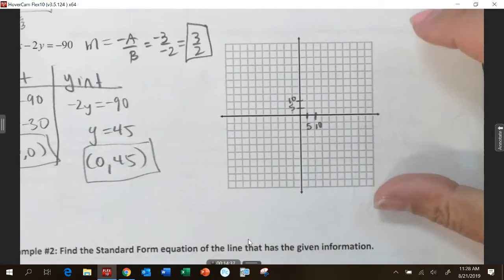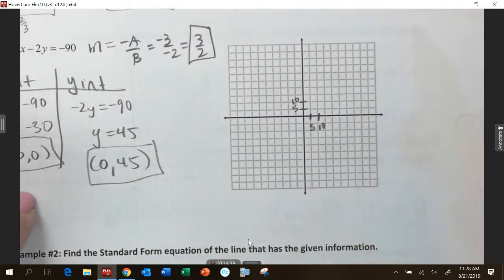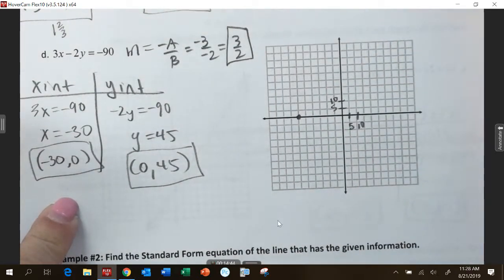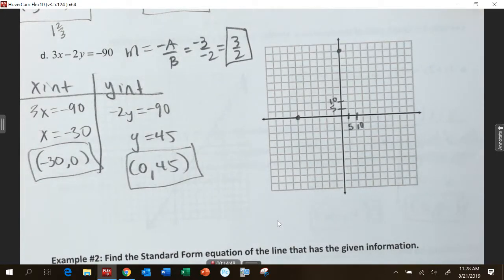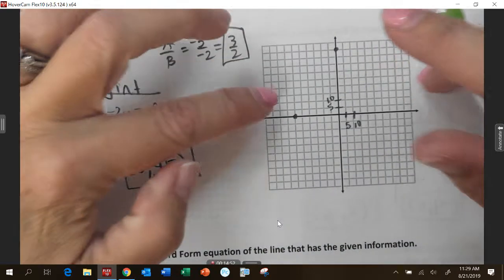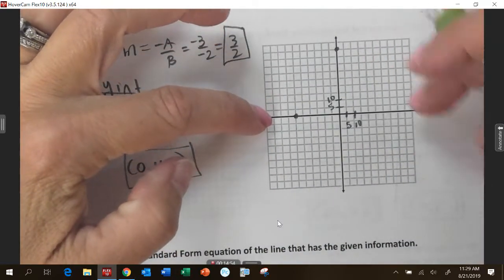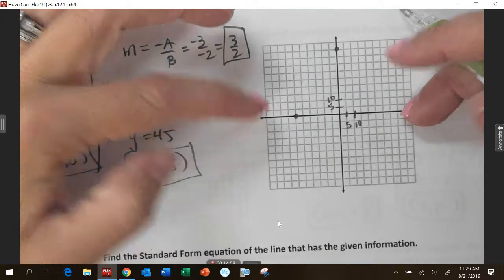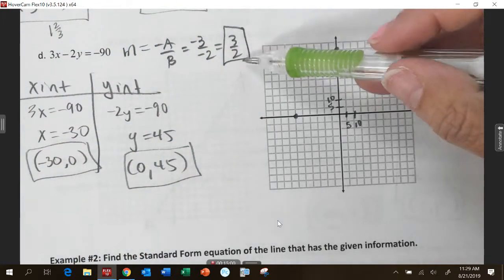Okay, so once I have that scale set up, now I can go ahead and graph my negative 30 and my 45 on the y. And I could use my straight edge to connect those. Those are pretty easy to connect. But I also want to show you that if you change your scale on both the x and the y for the same amount, the slope still works. Because the slope is a ratio.